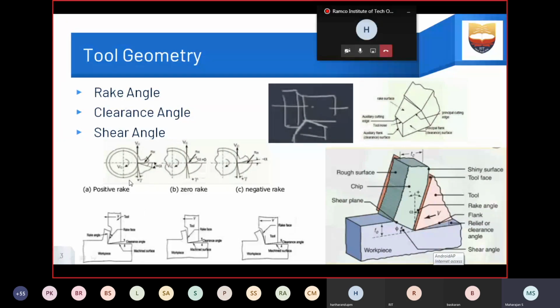Another thing we are going to see is where we use positive rake angle, zero rake angle, and negative rake angle. In the positive rake angle, this is a cutting tool. This is a workpiece rotating in the clockwise direction. This is the area where the actual machining operation takes place. This is the cutting velocity. This is the axis of the workpiece. This is the rake face of the tool. The angle in between is called the rake angle, positive rake angle. The positive rake angle is used for ductile material. Ductile material means copper, aluminum, and steel.